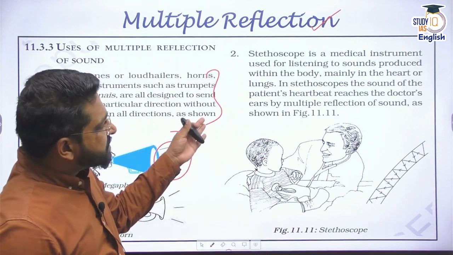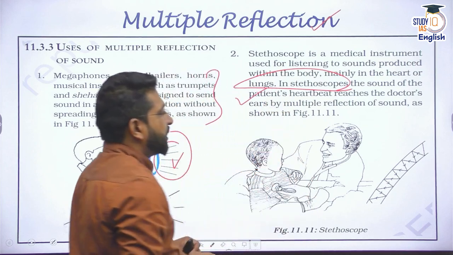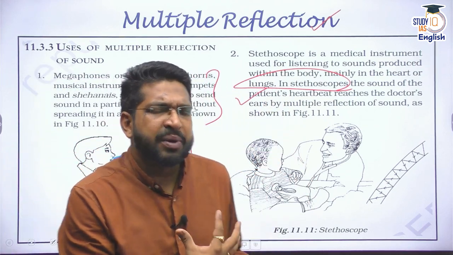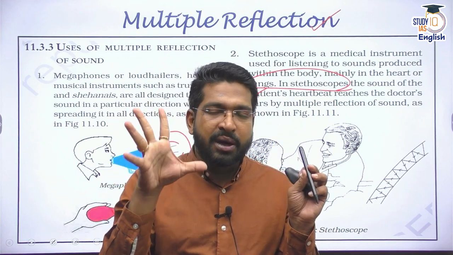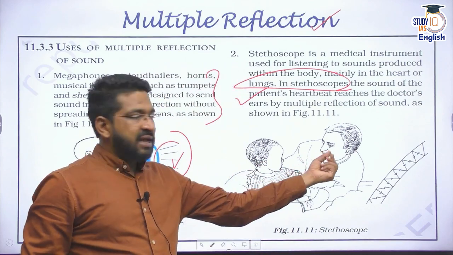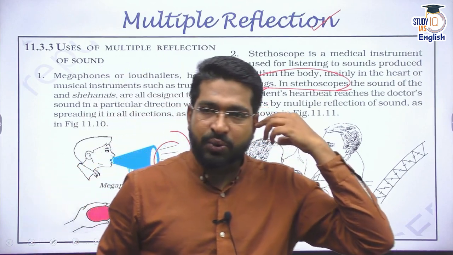Similarly, doctors use a stethoscope, the steth, right? Now, how do you listen to the heartbeat? The doctor, when he puts on the steth, listens to the heartbeat, lub dub, lub dub, based on the idea of multiple reflection. The sound is very slow, but still, till it reaches the ears, by multiple reflections, you can hear it as an audible sound.